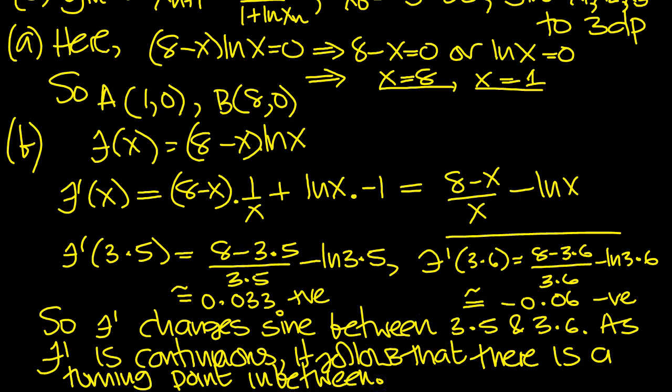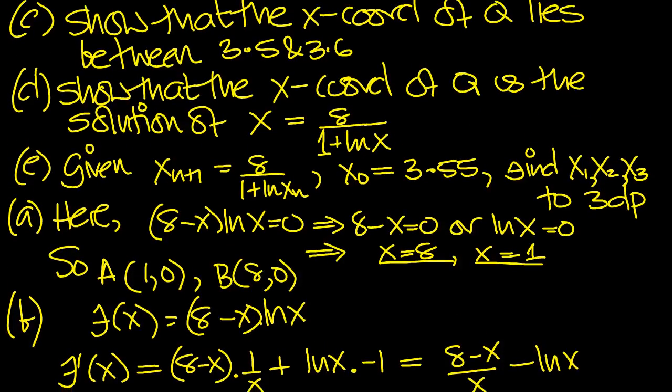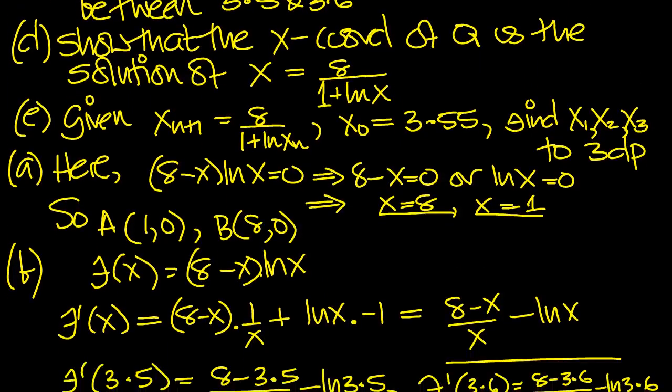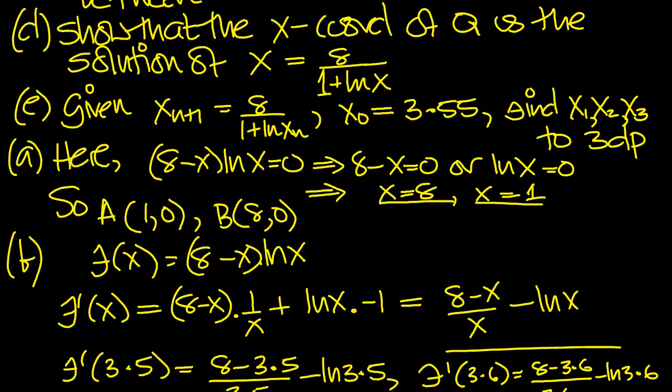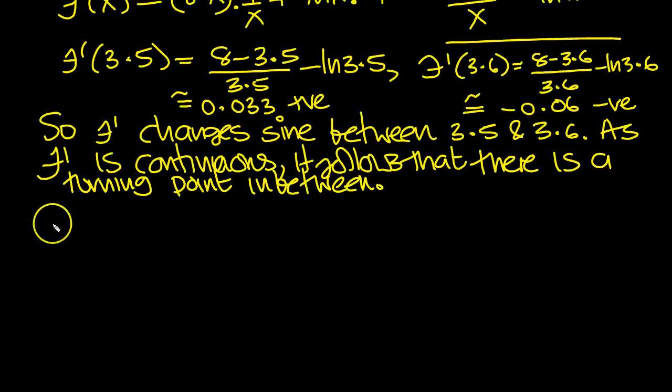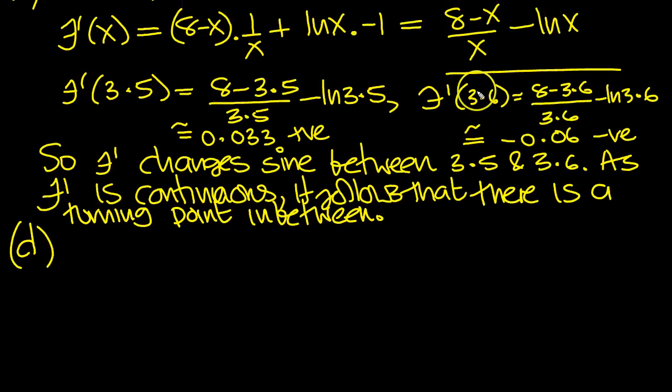Right, let's just remind ourselves that we've answered that question then. Show that the x-coordinate of Q lies between, yes, and Q is the turning point. Show that the x-coordinate of Q is the solution of this equation. So that's part D. So let's have a look at that one then. So when does f dash equal 0 then, basically, because that's what we're talking about here.